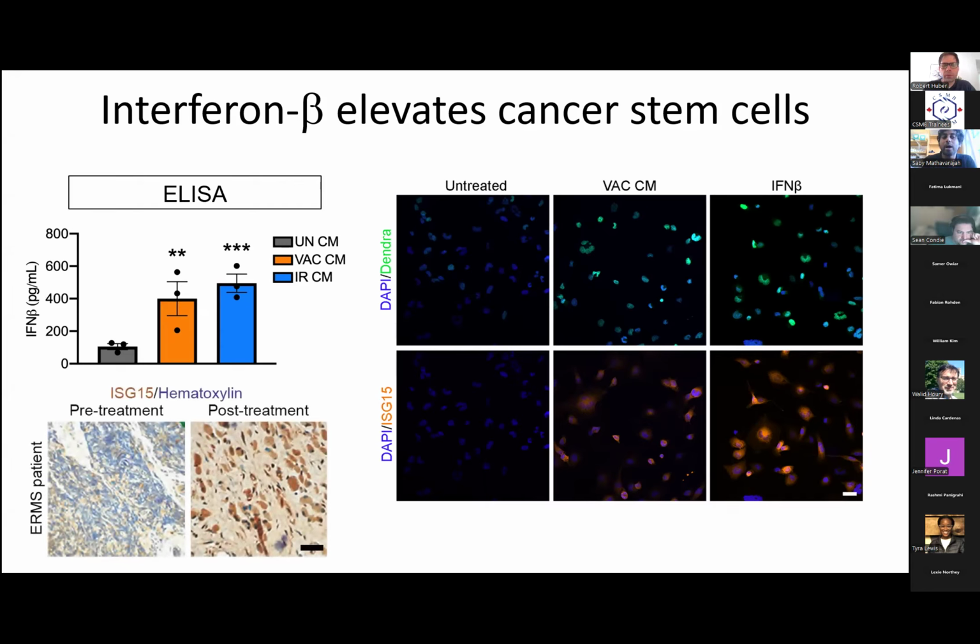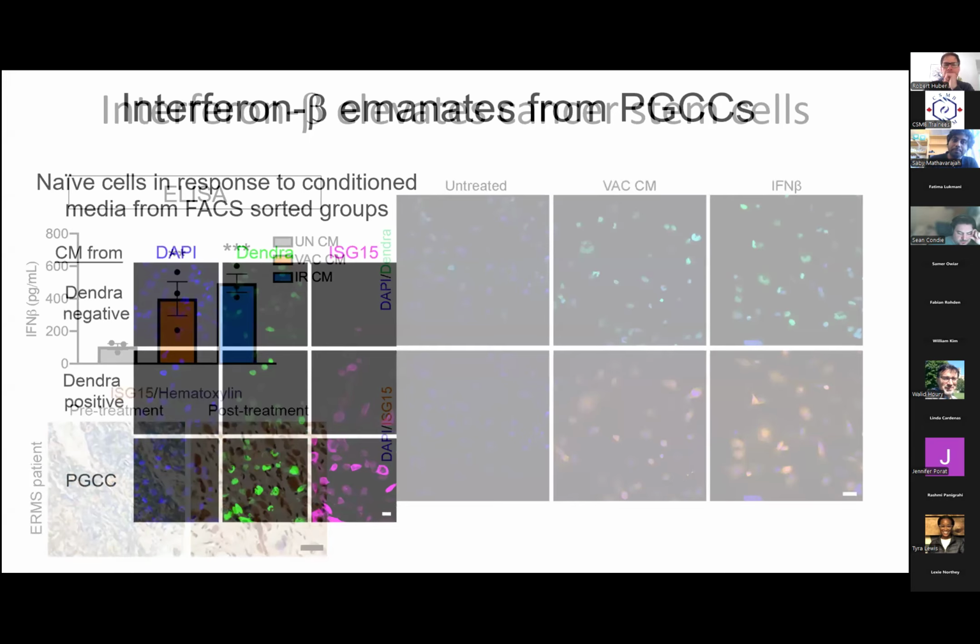And then we're now working with some groups at St. Jude as well as Mass Gen to actually stain this ISG15, which is a good marker of interferon. And here you can see after therapy the presence of these giant cells, as well as a strong signal of ISG15, really highlighting that after therapy, interferon seems to be upregulated.